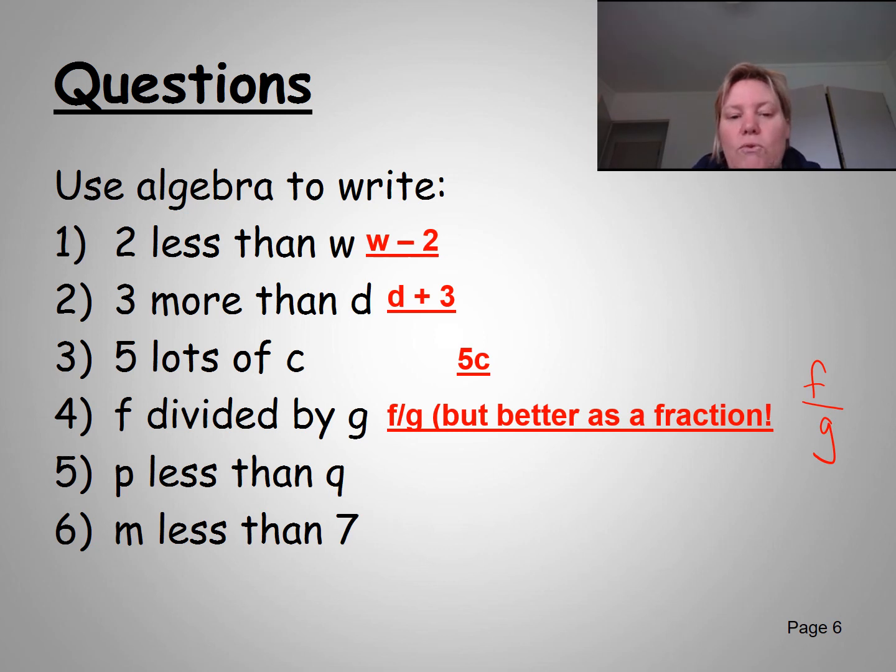P less than Q. I started with Q and then I took P off it. So be very careful reading that one. And M less than 7. I started with 7 and then I took M off it. Okay, good job.